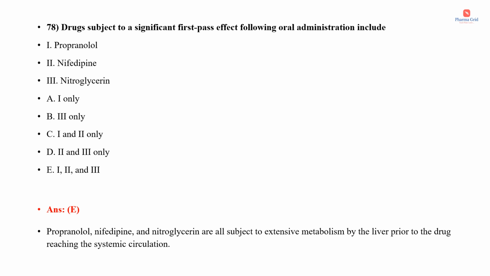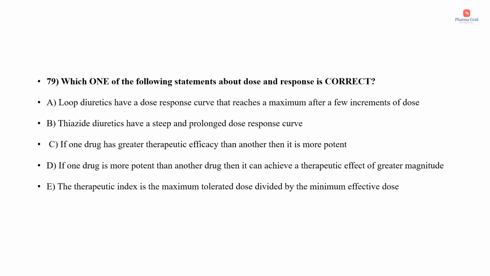Which one of the following statements about dose and response is correct? The options are: loop diuretics have a dose response curve that reaches a maximum after a few increments of dose. Thiazide diuretics have a steep and prolonged dose response curve. If one drug has greater therapeutic efficacy than another, then it is more potent. If one drug is more potent than another drug, then it can achieve a therapeutic effect of greater magnitude. The therapeutic index is the maximum tolerated dose divided by the minimum effective dose.